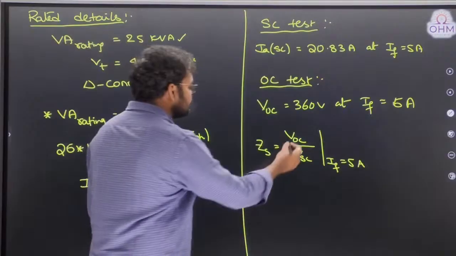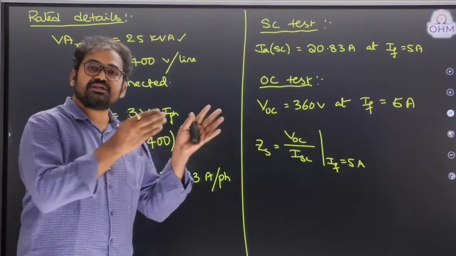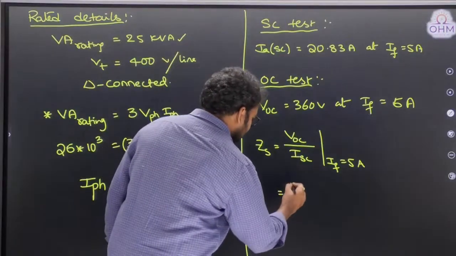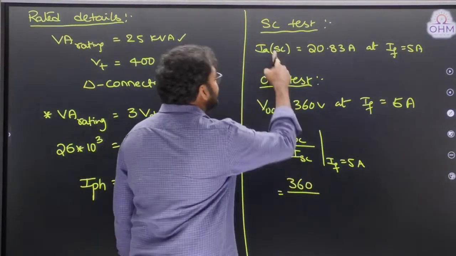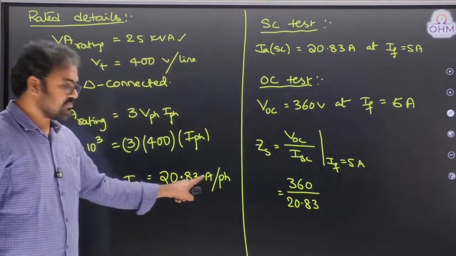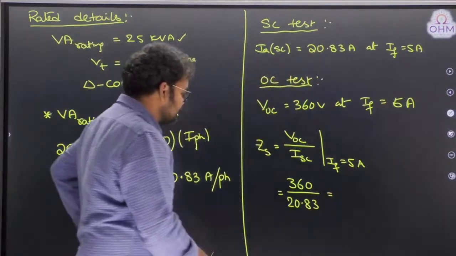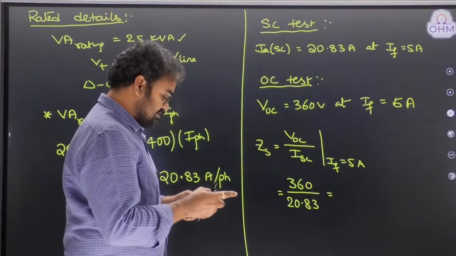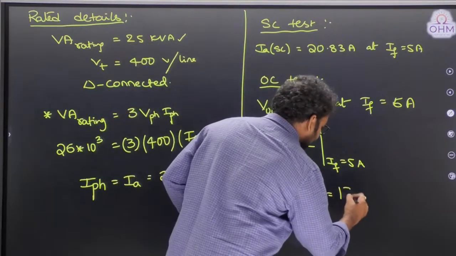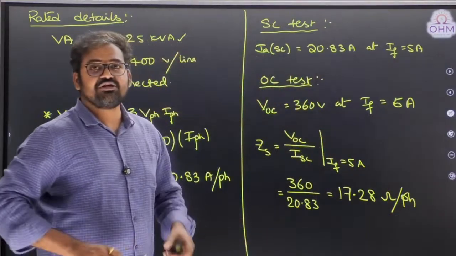Okay, so therefore, what is the OC voltage? 360. By default, that 360 is line voltage, but in this question, line voltage and phase voltage both are same because machine is delta connected. So 360 divided by, what is the short circuit current? 20.83. Remember, this is directly phase current, guys. Same phase current I am using here. Okay, so calculate what is the synchronous impedance. So 360 by 20.83, this is 17.28 ohm. That is the synchronous impedance of the alternator.